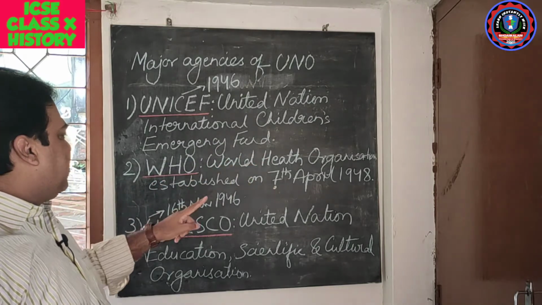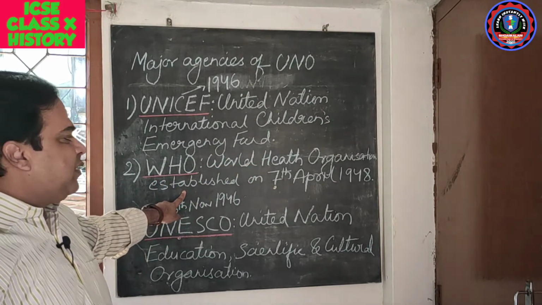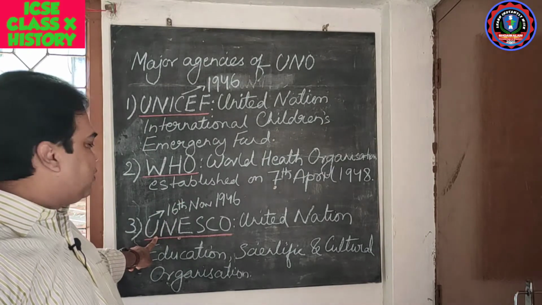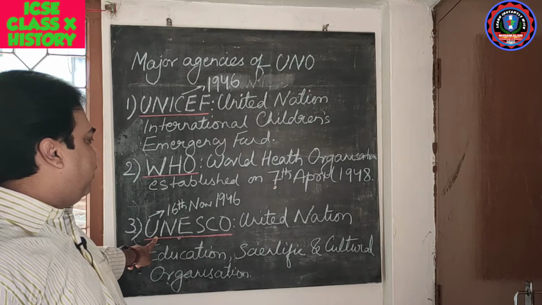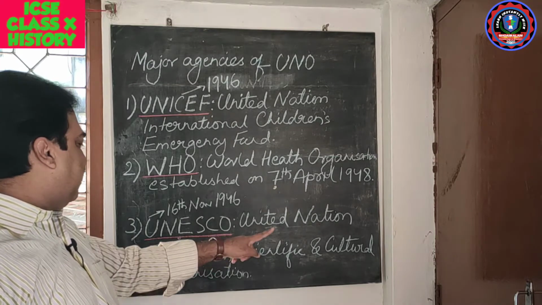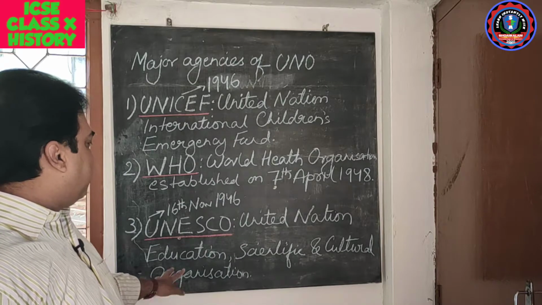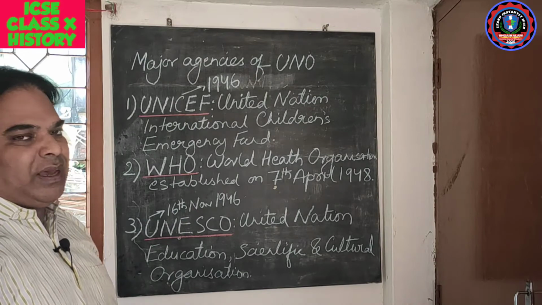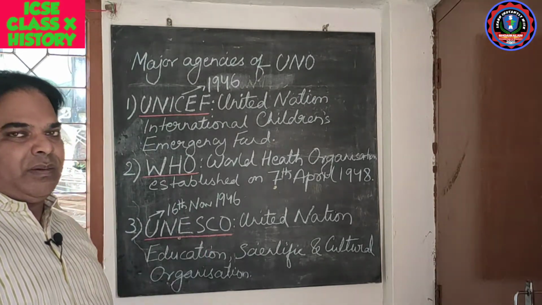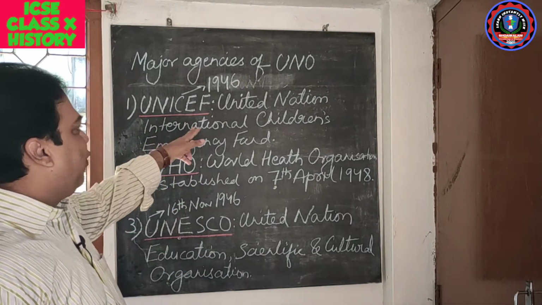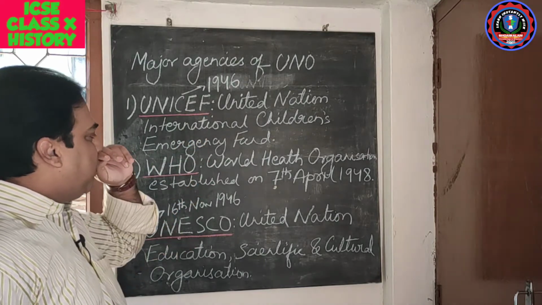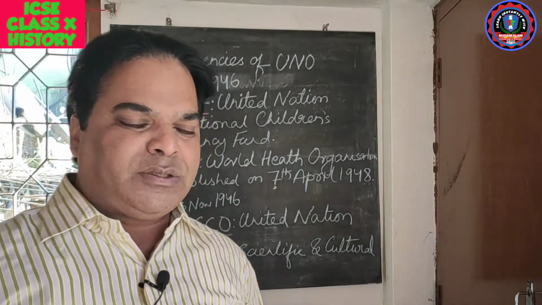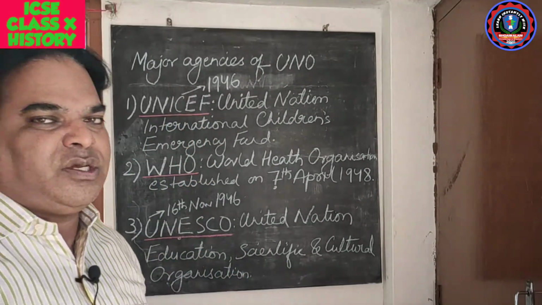WHO, World Health Organization, was established on 7th April 1948. Then UNESCO, United Nations Educational, Scientific and Cultural Organization, was established on 16th November 1946. For these you have to remember only the full forms. What is the full form of UNICEF, WHO and UNESCO? Functions are not at all required. These are some of the major agencies which help the United Nations to achieve its objectives.